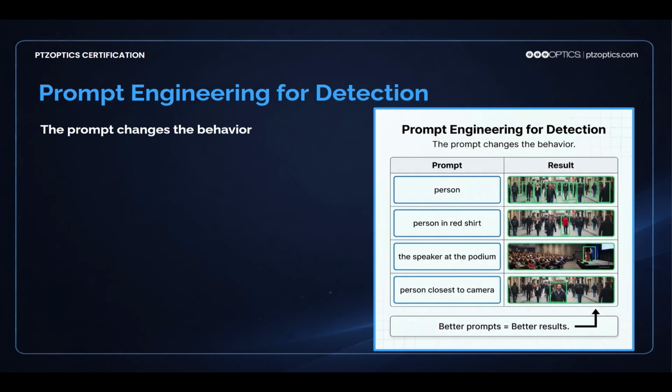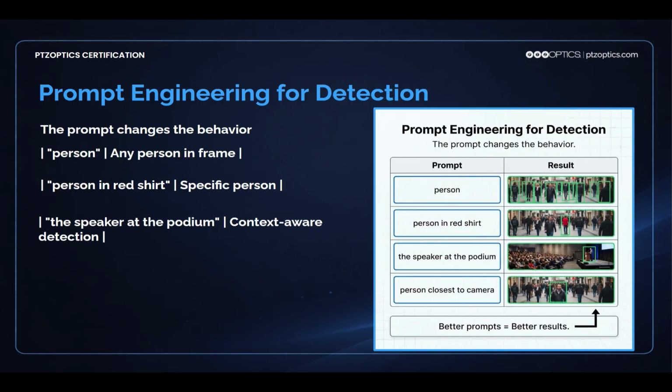So we have to do some prompt engineering to get good detections, right? And this is a great example on the right here. If you're just asking for a person, there's lots of people. And this is the problem with using computer vision to track a person. Which person do you want it to track? It doesn't know the difference. But a VLM would say, oh, the person in the red shirt, that's that specific person. The speaker at the podium, the person closest to the camera, we can start to get much better results by using a VLM. So you can see here we're getting specific people, contextually aware detections, and spatial reasoning.